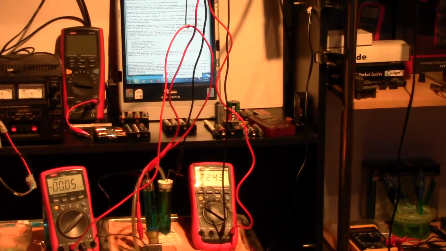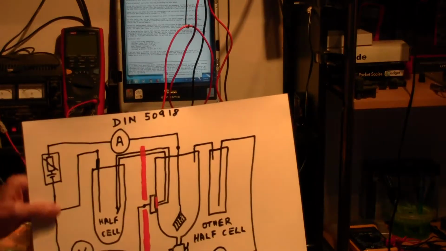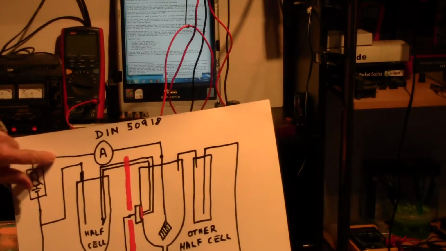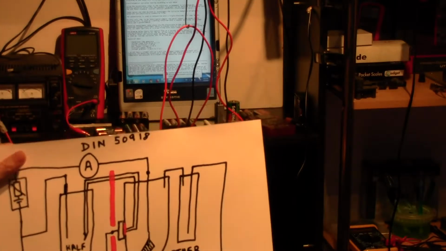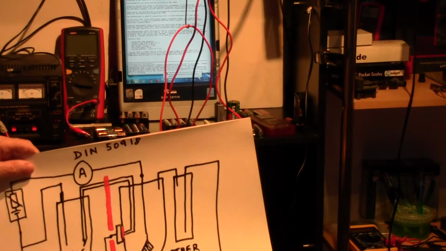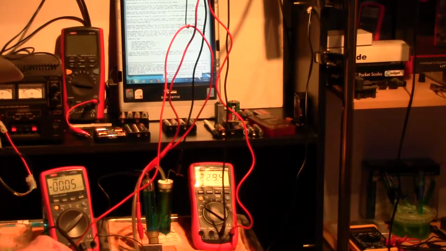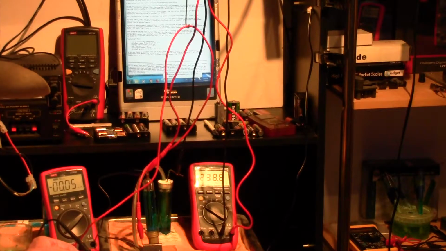This is the reference cell, and we have to pass a variable current through this cell so that we can plot the graph which is known as the Pourbaix diagram. This is the variable input, variable charges. Okay, there's a total of 9 volts here, and I'm putting at the moment 5 microamps through.